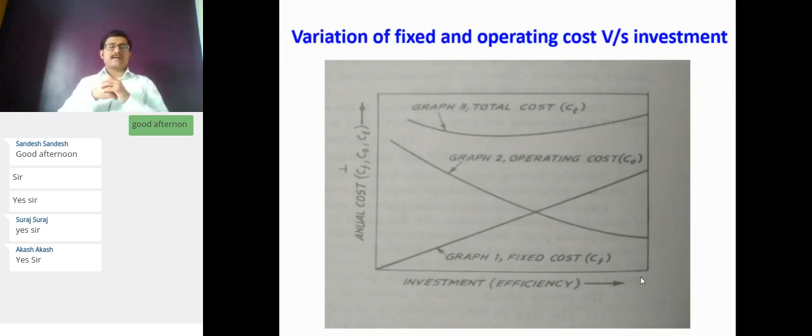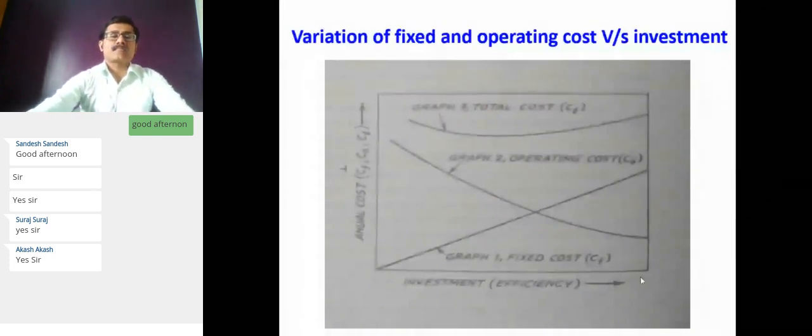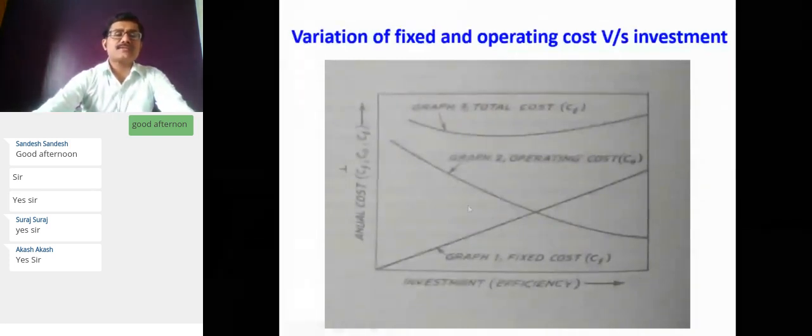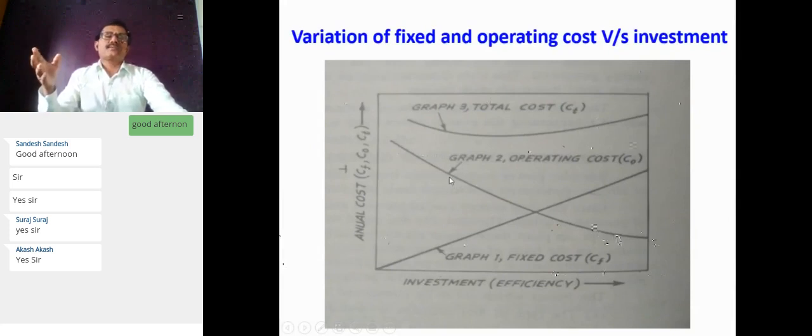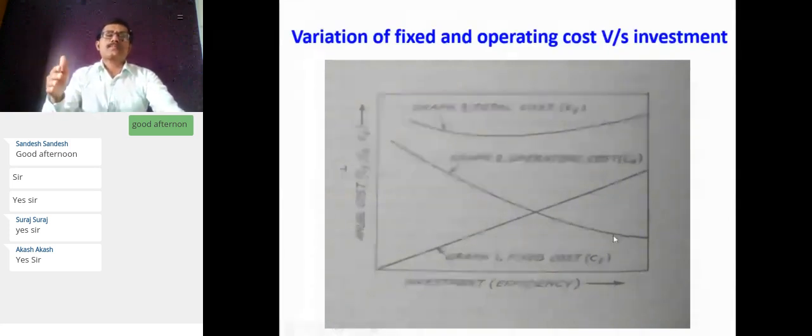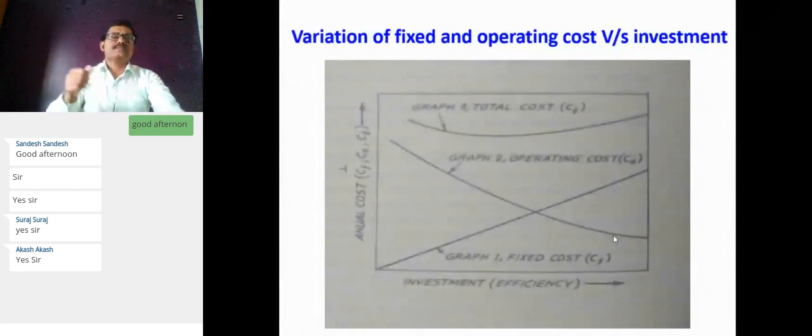So that is what can be highlighted or pointed out from the variation for graph 2, which is applicable for the operating cost. Smaller the efficiency, the cost of operation is very high, fuel cost is very high. As you increase the efficiency, definitely the consumption of the fuel will reduce. A boiler which is 80% efficient will consume less coal as compared to a boiler which is only 50% efficient. So that is as simple as it.